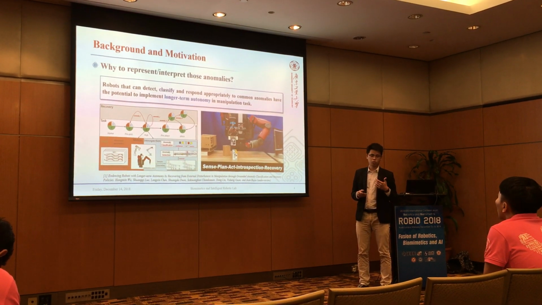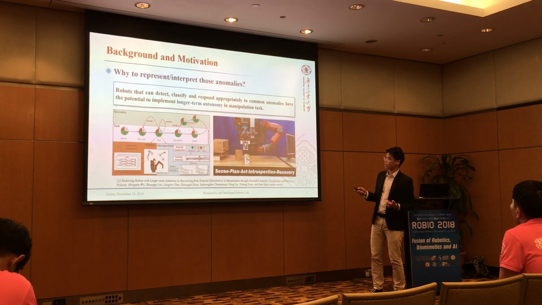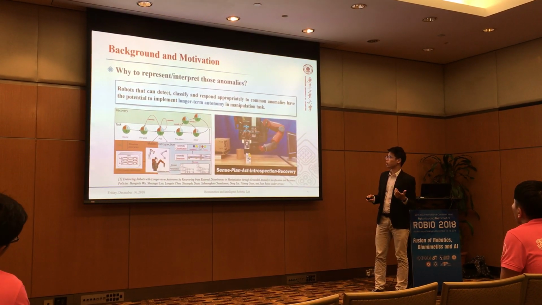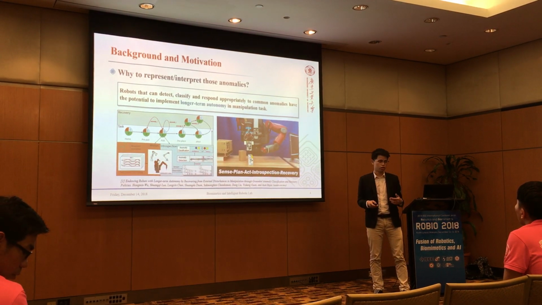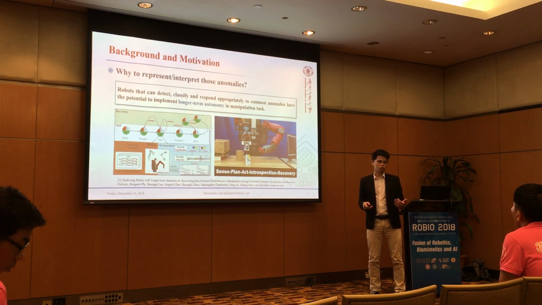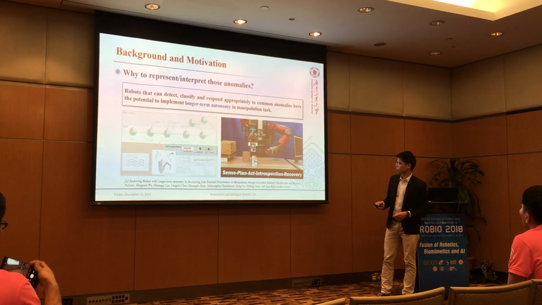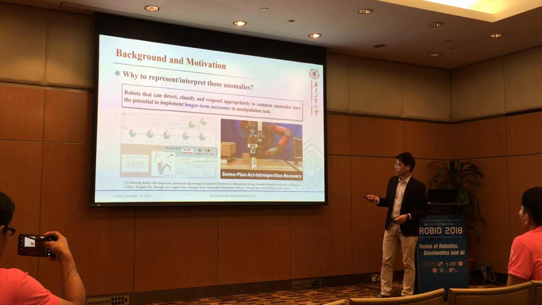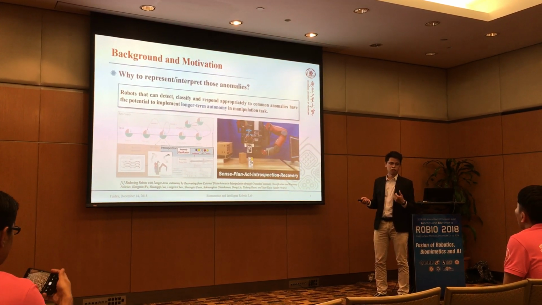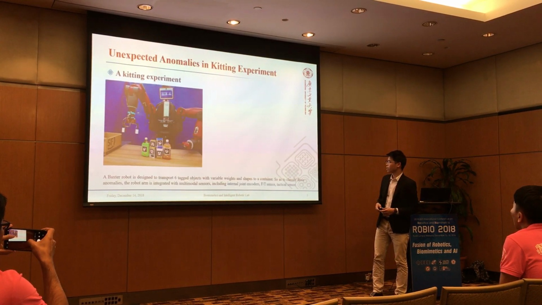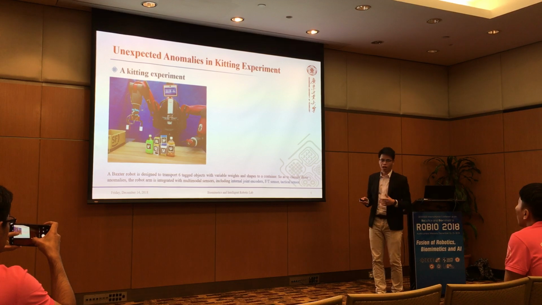Why we want to do this is that we think robots that can detect, classify, and also respond appropriately to common anomalies have the potential to implement longer-term autonomy during robot manipulation. But in this work, we only focus on anomaly classification, on how to represent the anomalies. At the beginning, I will show you our task.